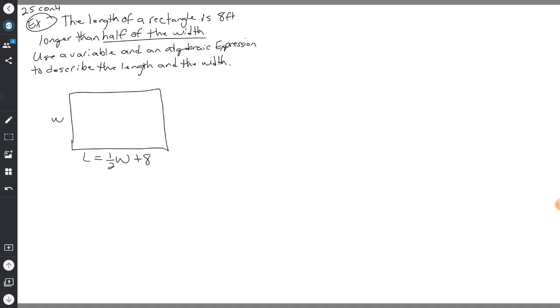Okay, good. So we found our length by 1/2 W plus 8. And W is just itself because we don't know what W is. But we do know that L is 1/2 of W plus 8. All right. Does that make sense? Yeah, it could also be written as 0.5.